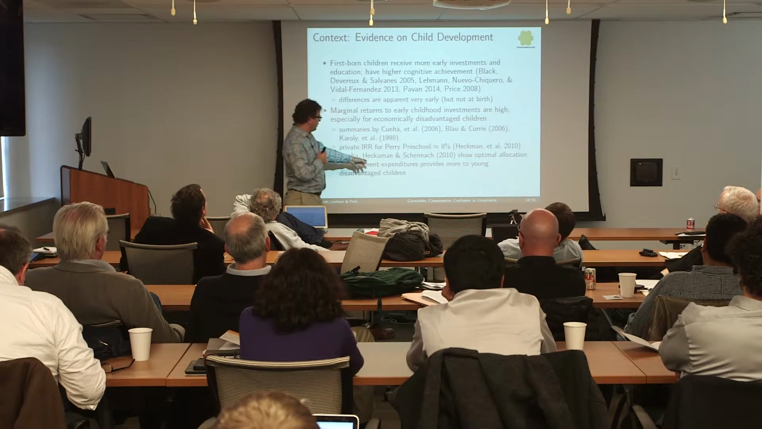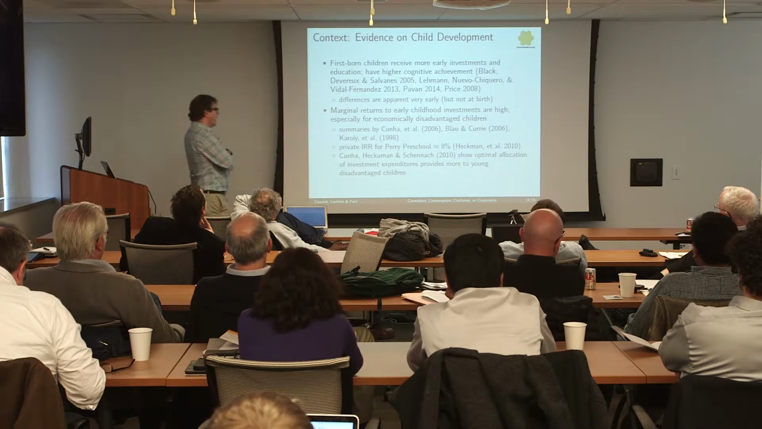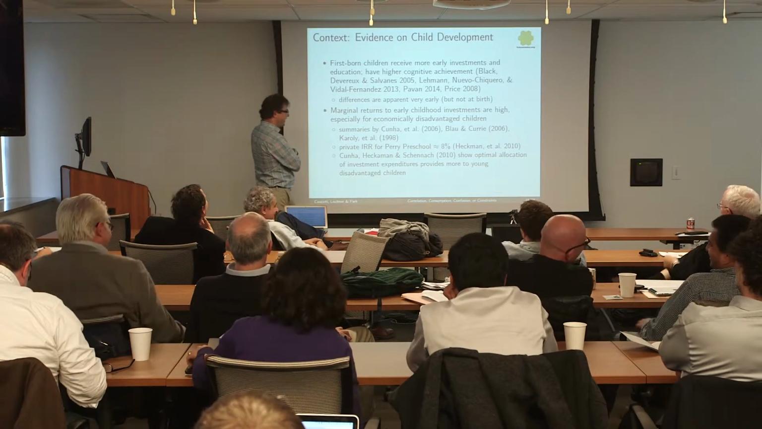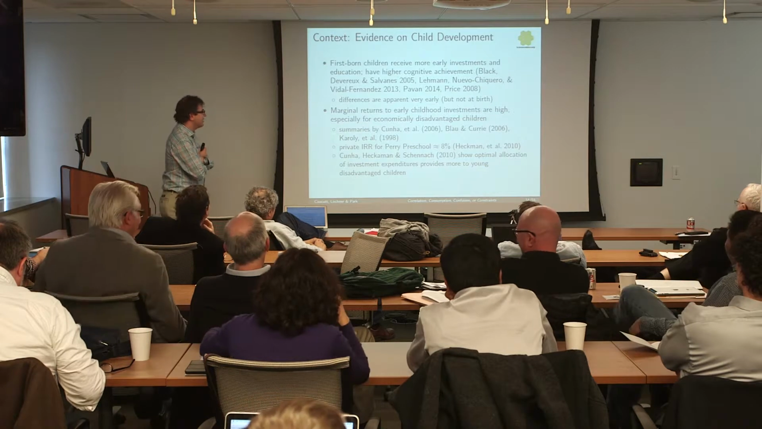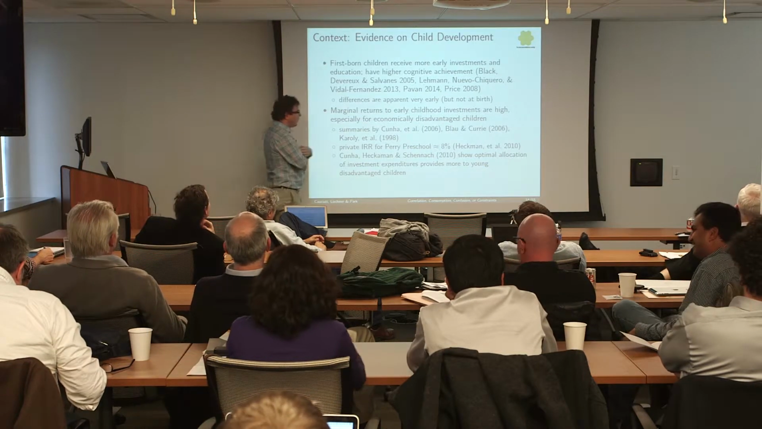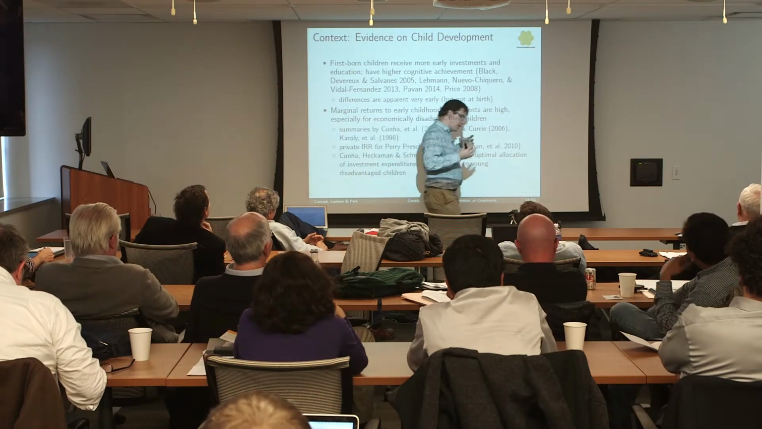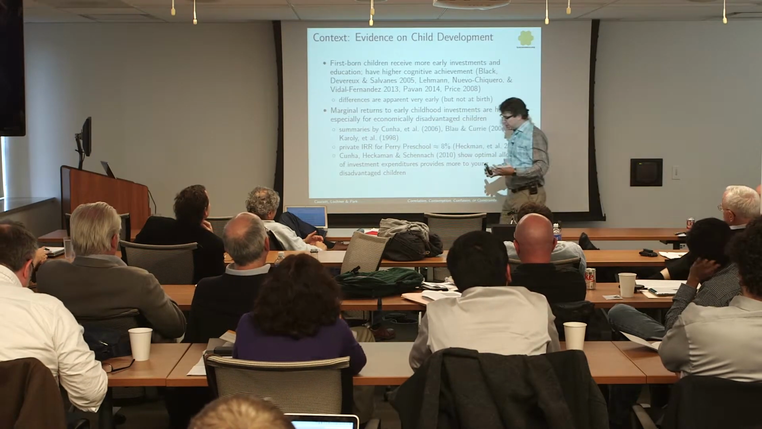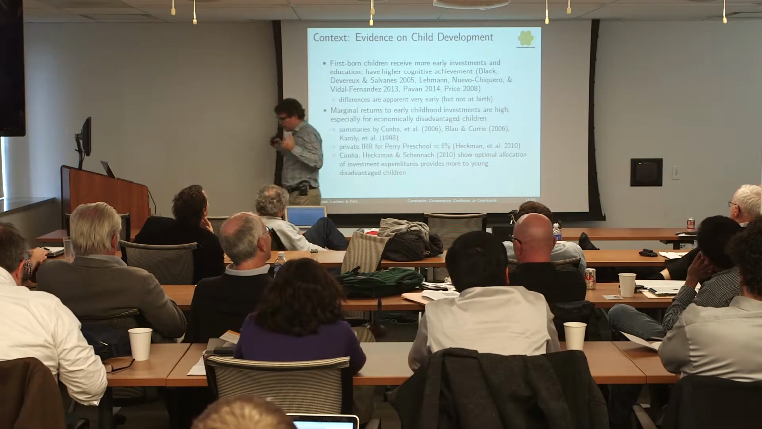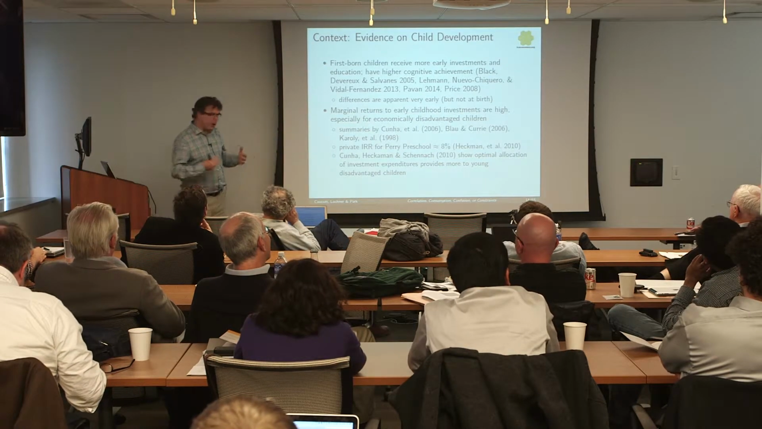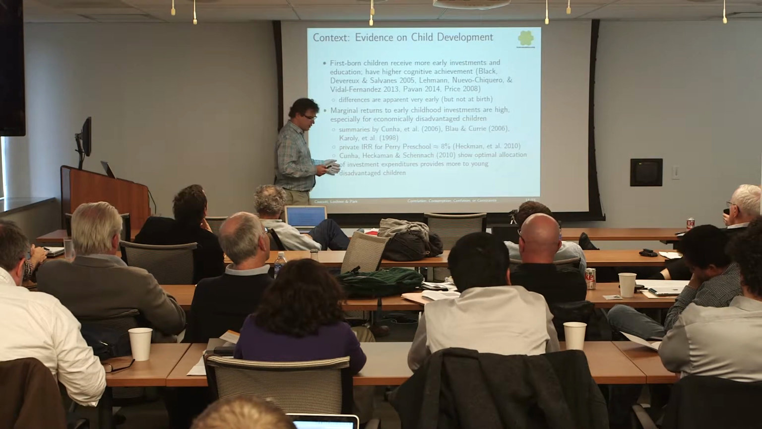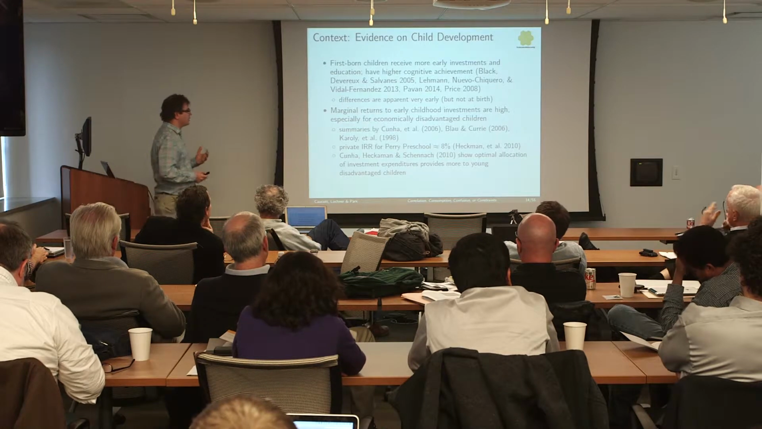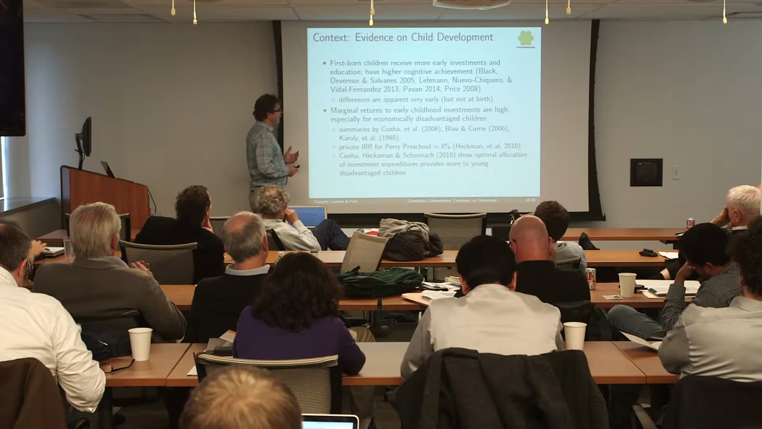And if you look at Cunha, Heckman and Schennach, they show that, given their estimated technology, the right way to allocate funds to investing in kids should be to spend more on young disadvantaged children at young ages. Again, consistent with the idea that their marginal returns to investment are quite high at these young ages, and that's particularly true for more disadvantaged children.